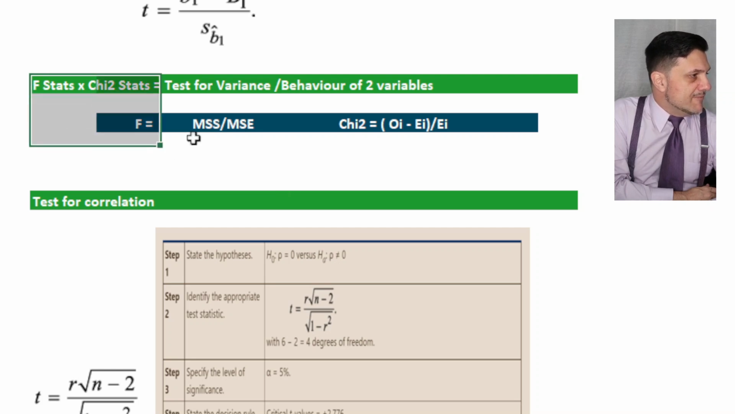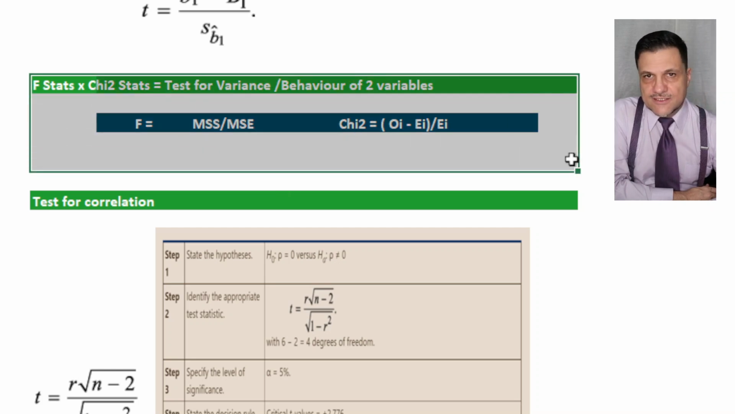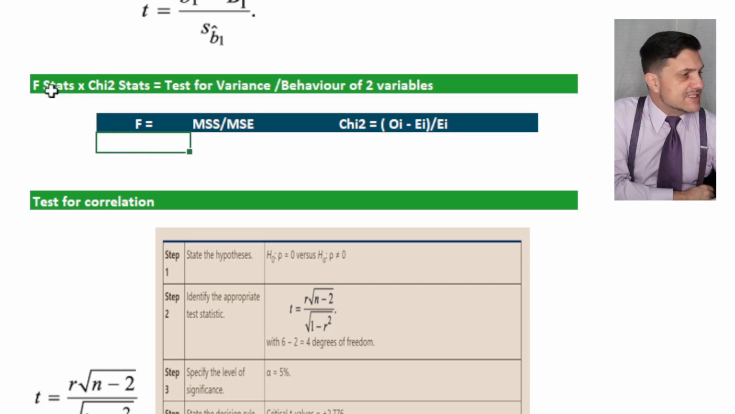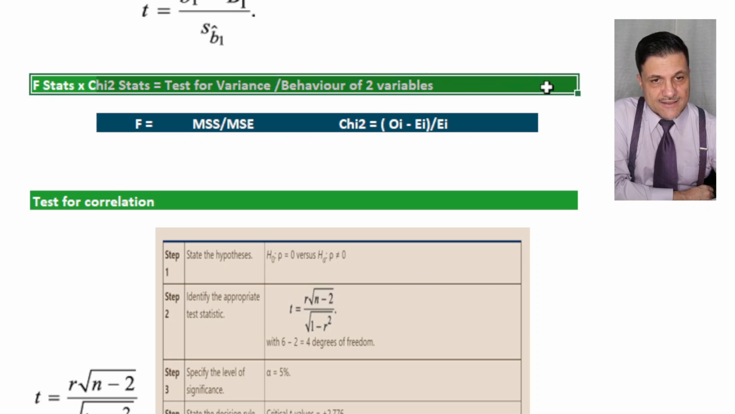Now, another one. This I'm just going to mention because this is going to be more level 2. It is material level 1. Yes, it is. But it is on the understand, describe, compare, contrast, not really on the calculation. So look at that. The F stats and the chi-square. Test for variance, behavior of two variables. There we go. Those are the key words for when you have to use those distributions to do the test.